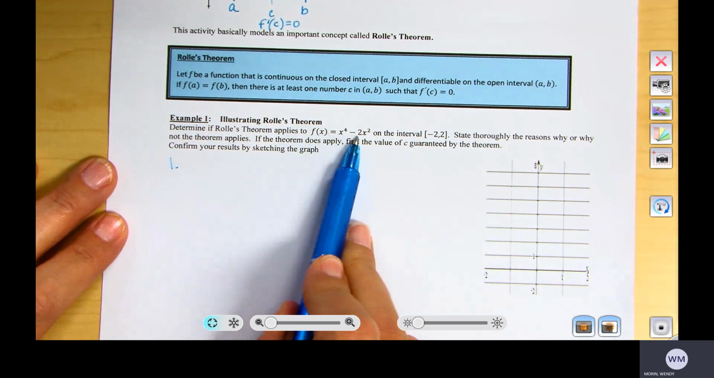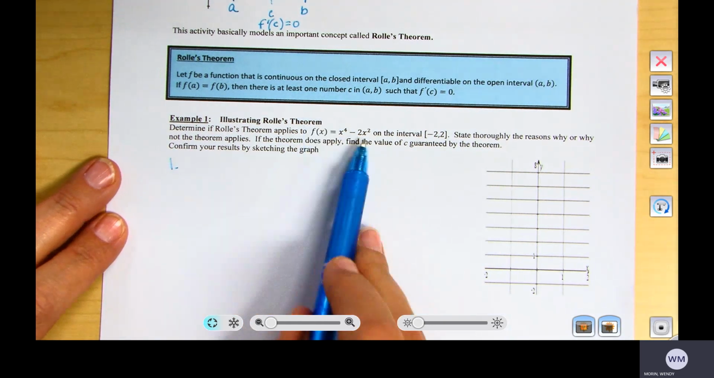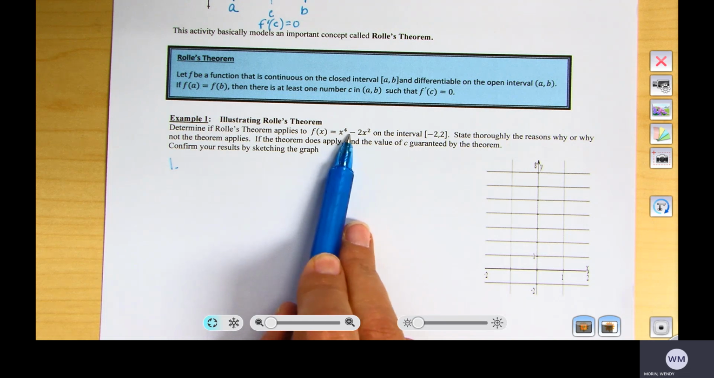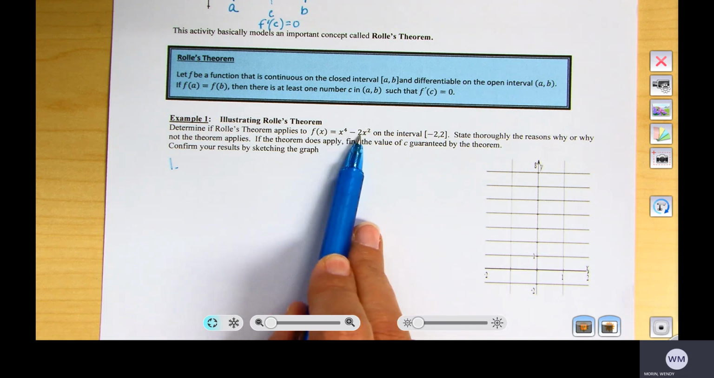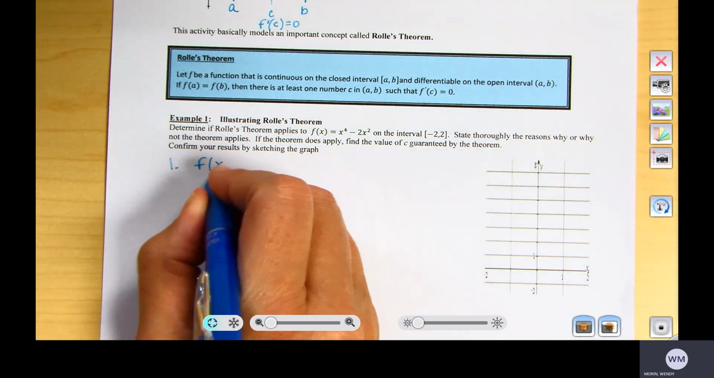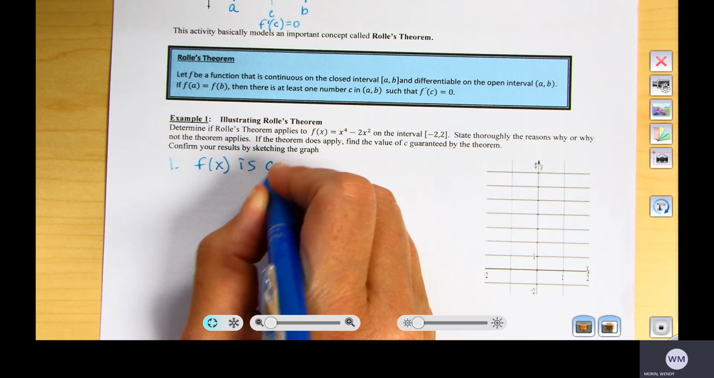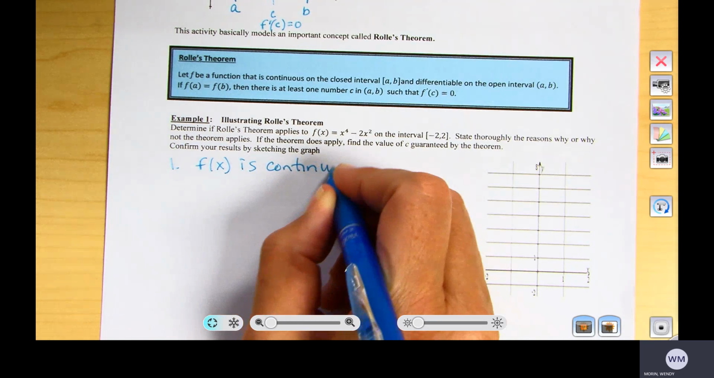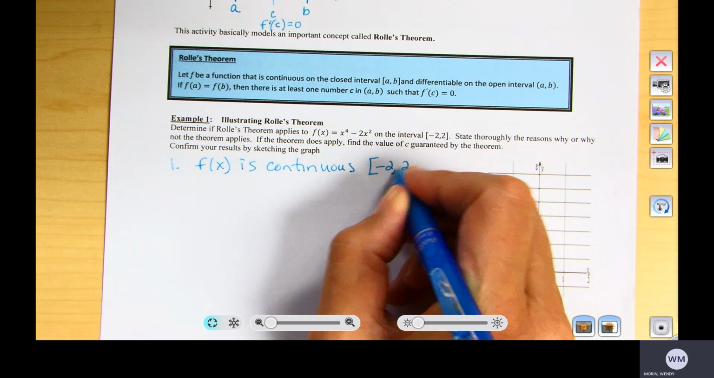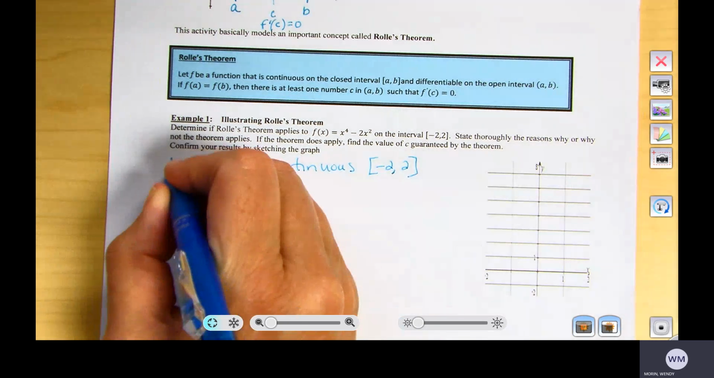Is f of x continuous? Are there any holes? Are there any cusps? Are there any points of vertical tangency? Are there any vertical asymptotes? No, this is just a polynomial. Polynomials are continuous everywhere. So f of x is continuous on the closed interval -2 to 2. That is true.